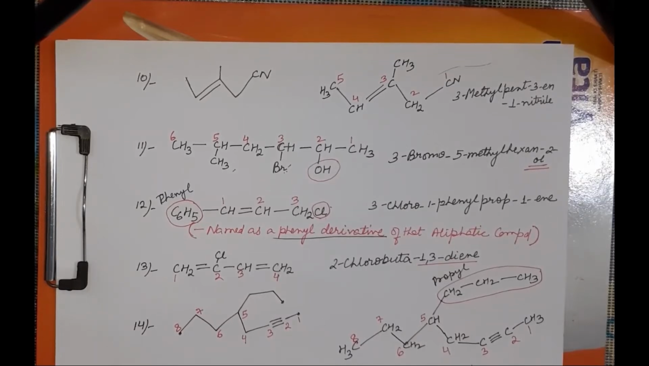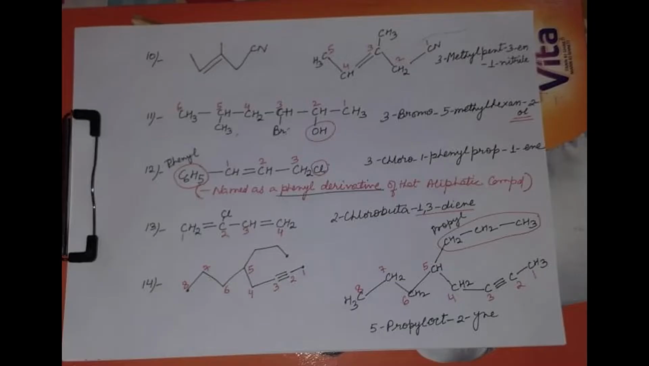So if we get such compounds written in the bond line formula, first we can write it in a simpler way, then start with the numbering and then write the IUPAC name. So in this case, 5-propyl oct-2-yne. This will be the name.